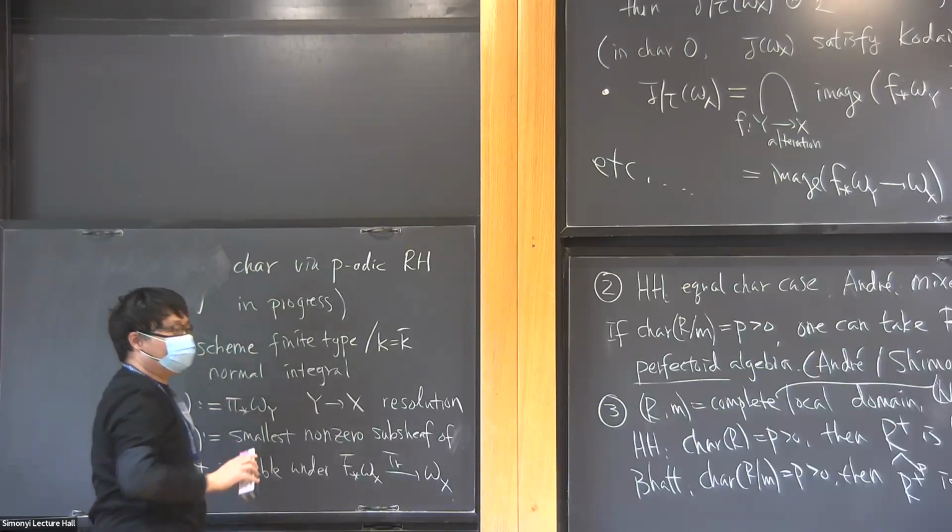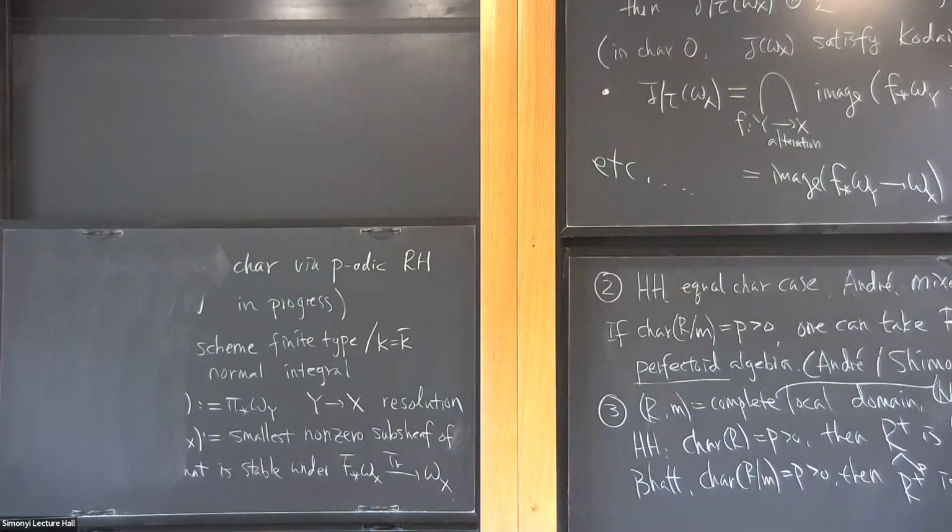Wait, sorry, does the characteristic P thing also work for any B or only B sufficiently big? B sufficiently big. For example, if R itself is Cohen-Macaulay, you can just use R.